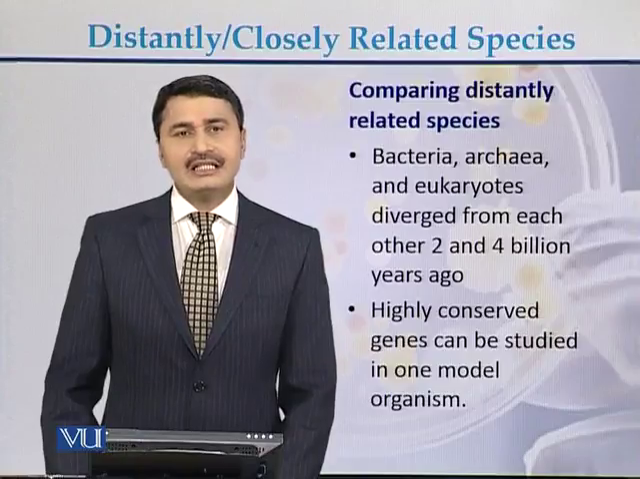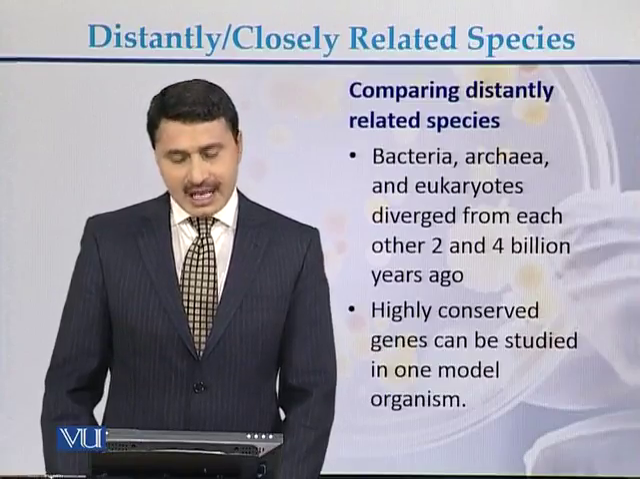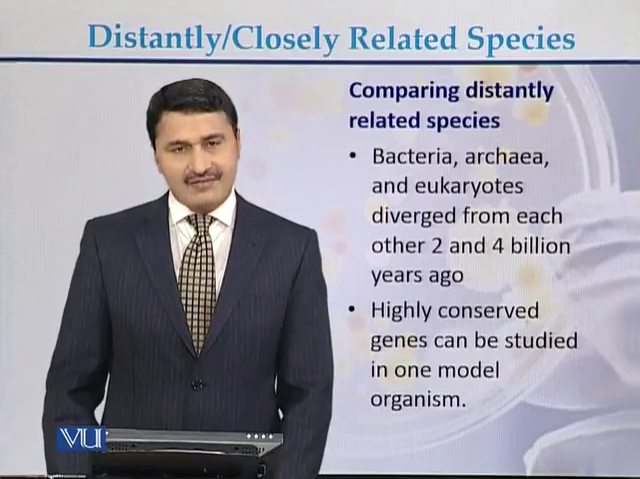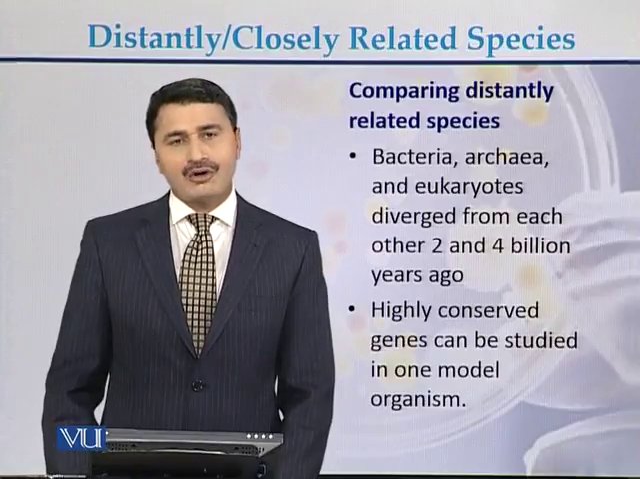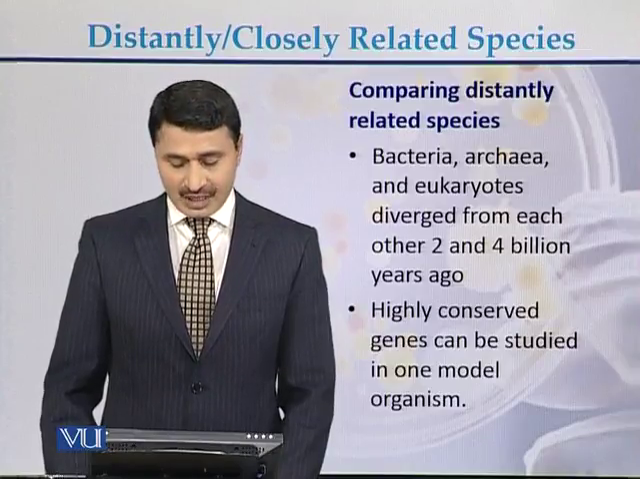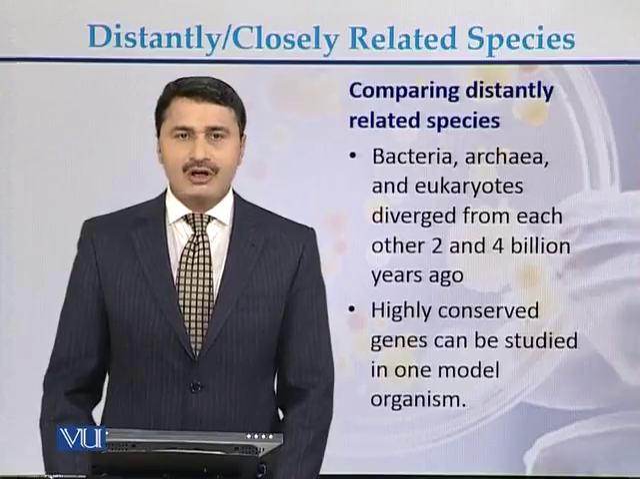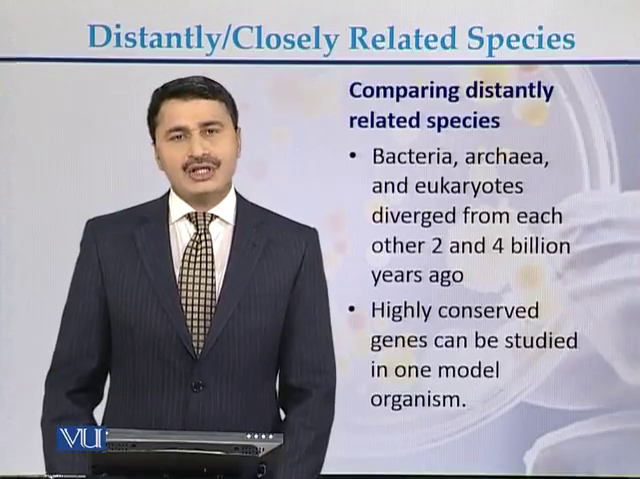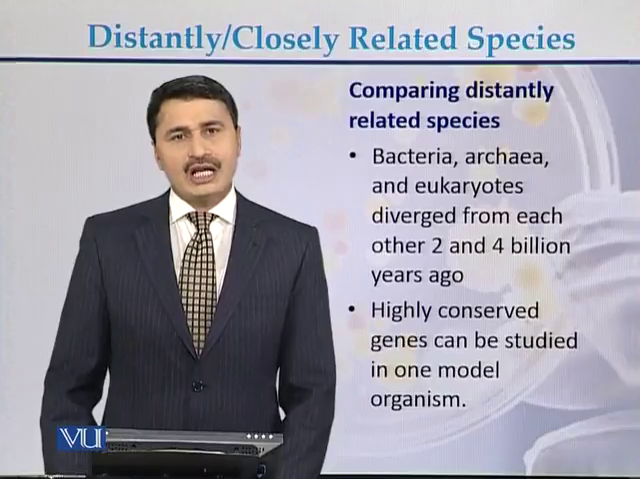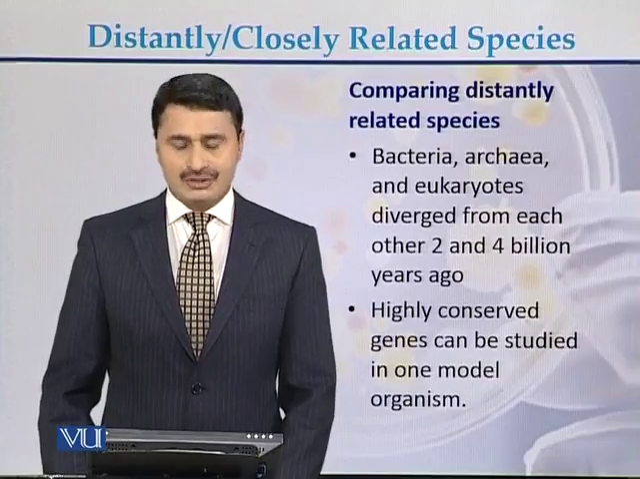Comparing distantly related species like bacteria, archaea, and eukaryotes, which diverged from each other approximately 2 to 4 billion years ago. Highly conserved genes can be studied in one model organism. This means we can study those genes which are highly conserved between the species, with the help of any model organism.